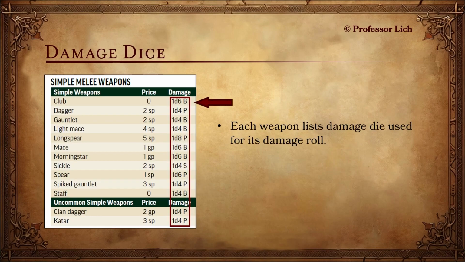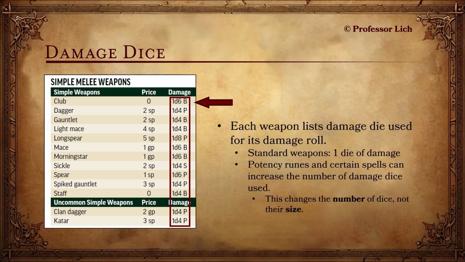In case of weapons, if you look them up in the table, you will see that each weapon lists the damage die used for its damage roll. Standard weapons deal 1 die of damage. You will see that there is always 1 in front of D, but that can change. Things like potency runes and certain spells can increase the number of damage dice used. Keep in mind that this changes the number of dice, not their size.